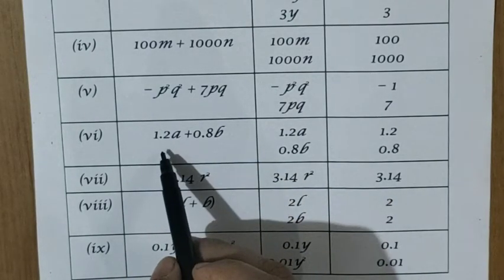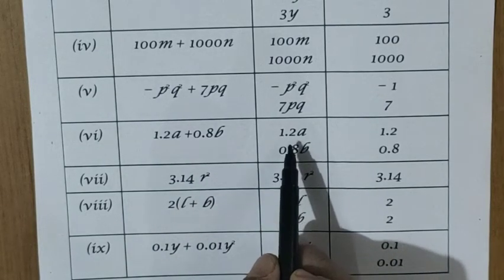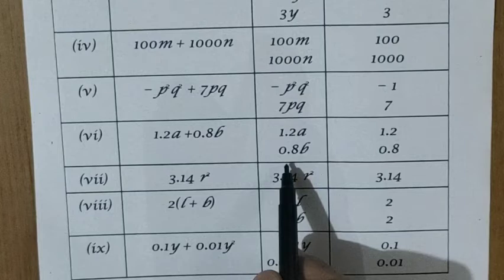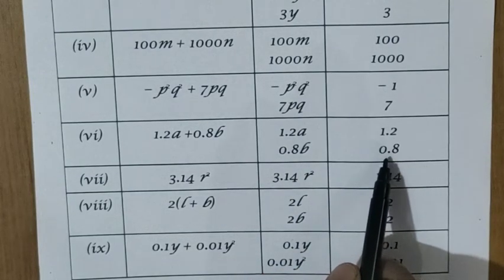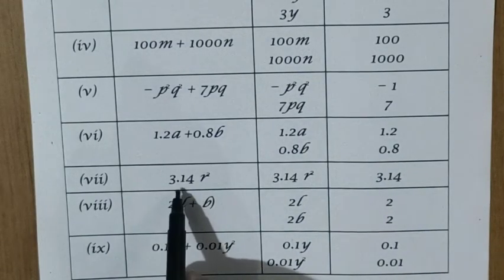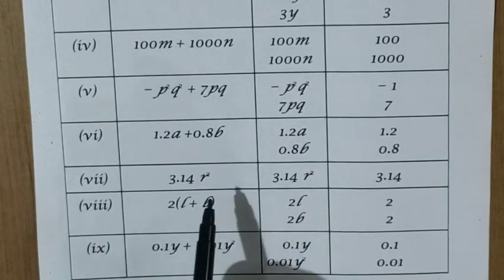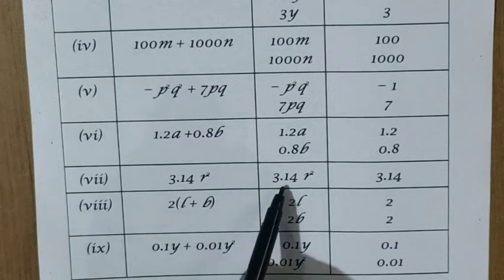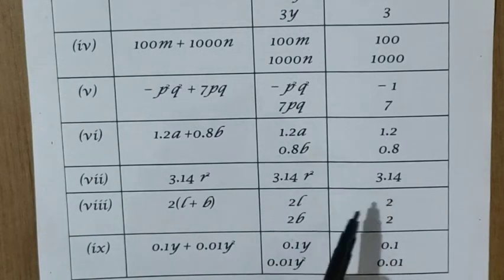Now what is the next question? 1.2a plus 0.8b. The terms are 1.2a and 0.8b. Now the coefficients, respectively, are 1.2 and 0.8. Next question, 3.14 r square. No constant is there, only one term is there, 3.14 r square itself. So the coefficient is 3.14.